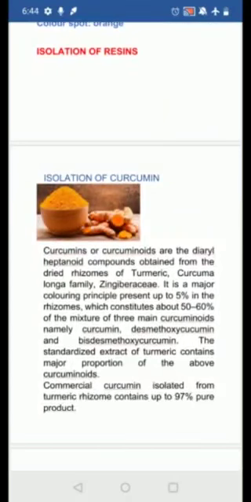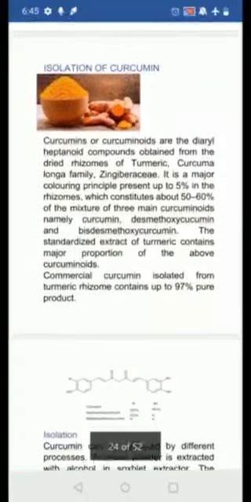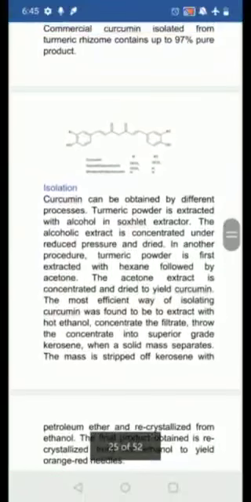So when coming to turmeric, in biological source, it consists of the dried rhizomes of Curcuma longa, belonging to the family Zingiberaceae. The curcumins are diarylheptanoid compounds, or resins. It is the main coloring principle, making up about 5% of the rhizome. Apart from that, it has other constituents like demethoxycurcumin and bisdemethoxycurcumin.